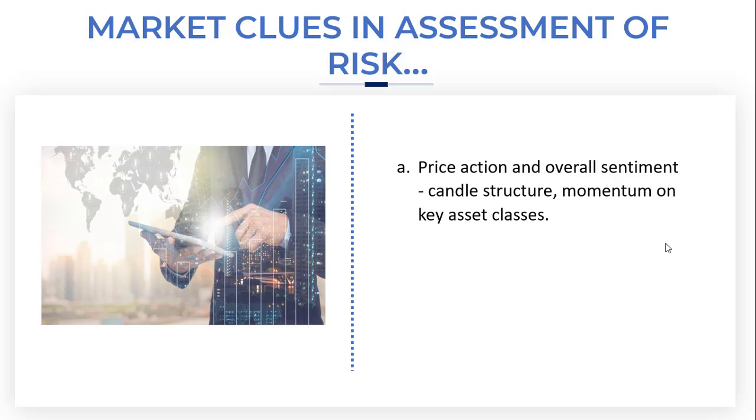Firstly, and most obviously, we can look at price action and overall sentiment, so things like candle structure and momentum on key asset classes. If you've been to sessions that we run, for example, the daily updates or inner circle sessions, you'll see this is where we often start. And we'll look at what the major indices are doing. We'll look at what major commodity groups are doing and the major currencies.